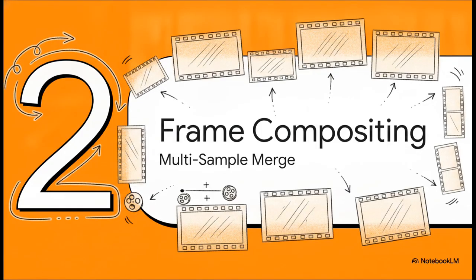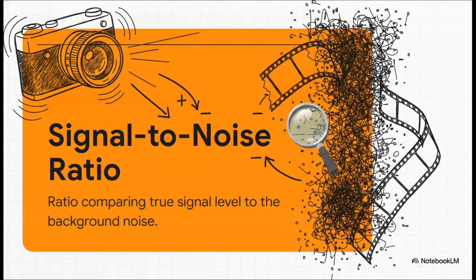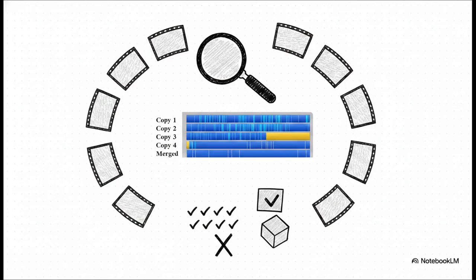Moving smoothly to section 2, multi-sample frame compositing. Okay, the absolute core concept we need to understand here is the signal-to-noise ratio. Whenever you're dealing with degraded data of any kind, you have to amplify the true signal, which in this case is the actual physical image detail captured by the camera lens way back in 1967, and at the same time, you have to suppress the random background noise, like the film grain and the physical damage that accumulated over the years.